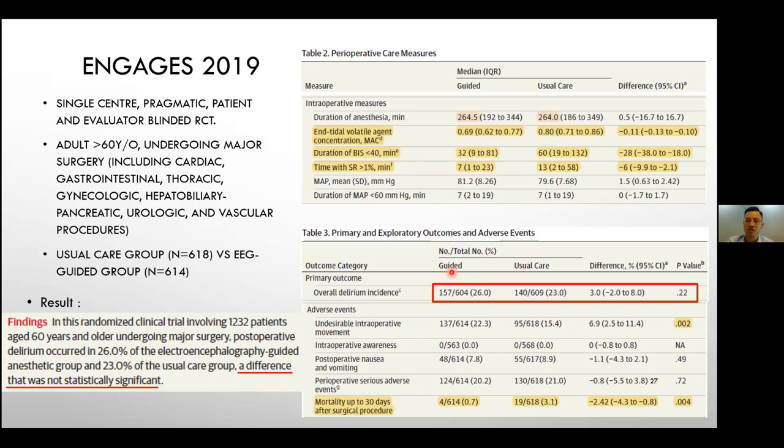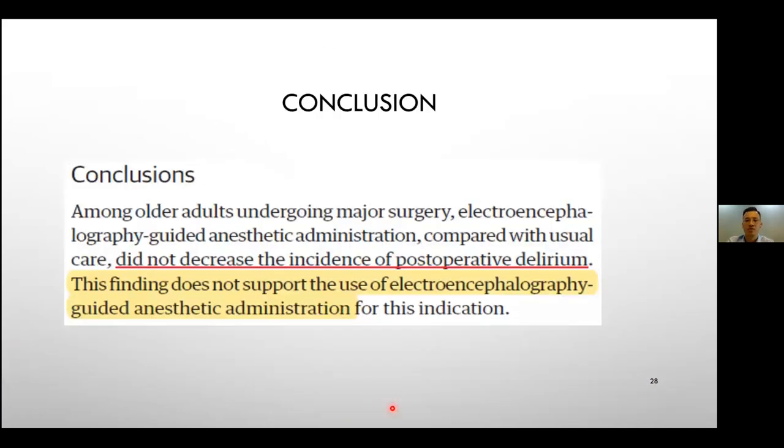But it's also interesting to note that the mortality up to 30 days here was significantly different, with a lower rate recorded in the EEG-guided arm. However, this finding was not discussed in detail by the authors. So the ENGAGES study basically concluded that among older adults undergoing major surgery, electroencephalography-guided anesthetic administration, as compared with usual care, did not decrease the incidence of post-op delirium. And this finding does not support the use of EEG-guided anesthetic administration for this indication.